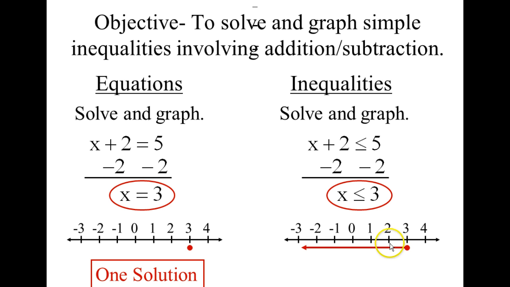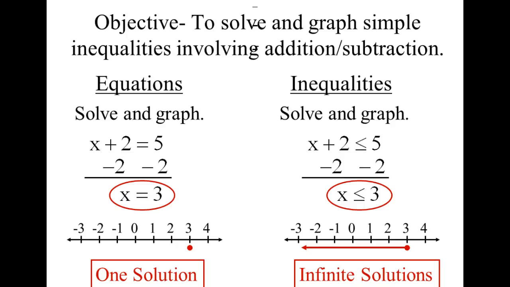Okay? All the fractions, all the decimals, everything less than or equal to 3 is an answer. That's a lot of different numbers. So we say there's an infinite number of solutions. So keep that in mind that when we're doing inequalities, the number that we get is just the starting point of where all the answers begin. It's like the division line between what's an answer and what is not an answer. Okay?